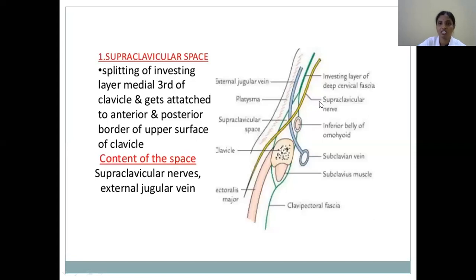See, one more structure also there, the supraclavicular nerve. In this middle third, the intermediate supraclavicular nerve, because the supraclavicular nerve divides into 3 branches: medial, intermediate, lateral. Out of the 3, the intermediate cutaneous branch and this external jugular vein are present in this supraclavicular space.